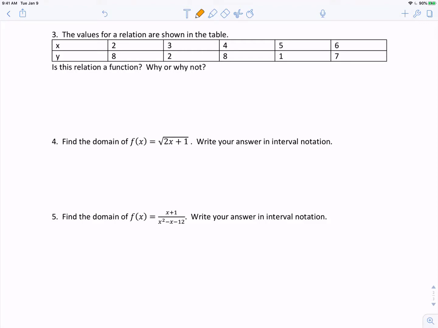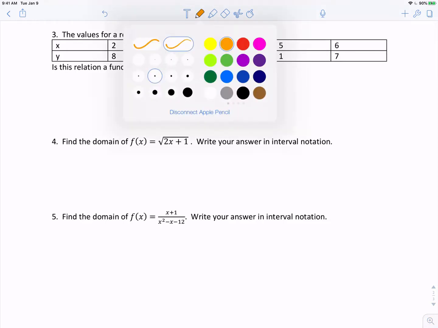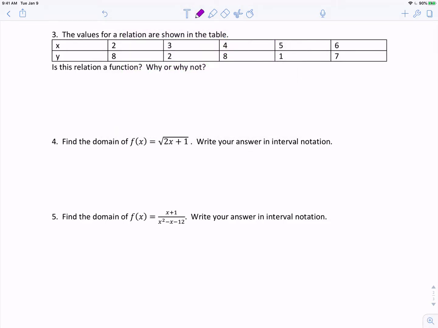Okay, on to problem 3. The values for the relation are shown in the table. Is this relation a function, yes or no? So remember, the question we're asking ourselves if we want to determine if a relation is a function is this: does every x value go with exactly one y value?